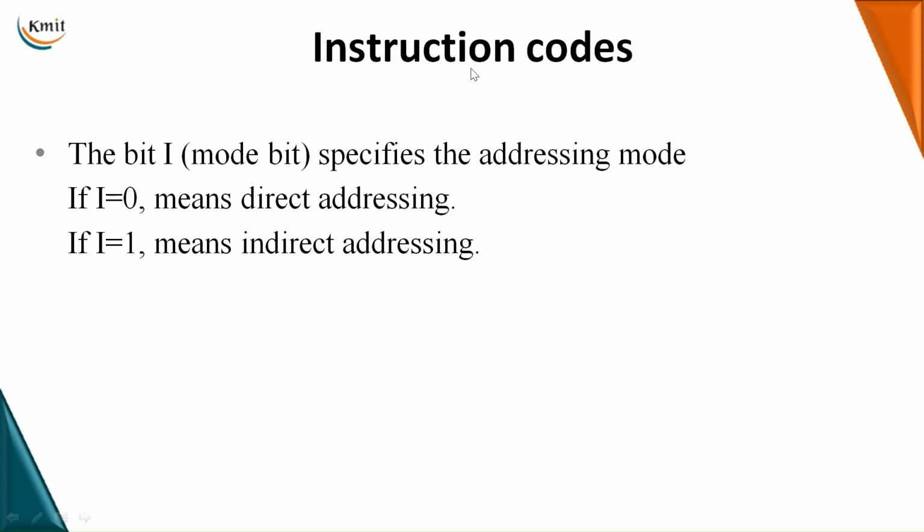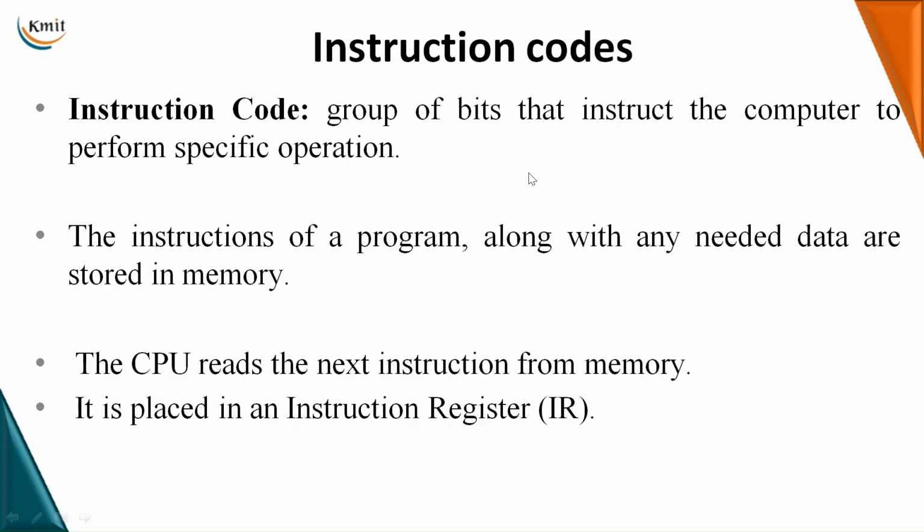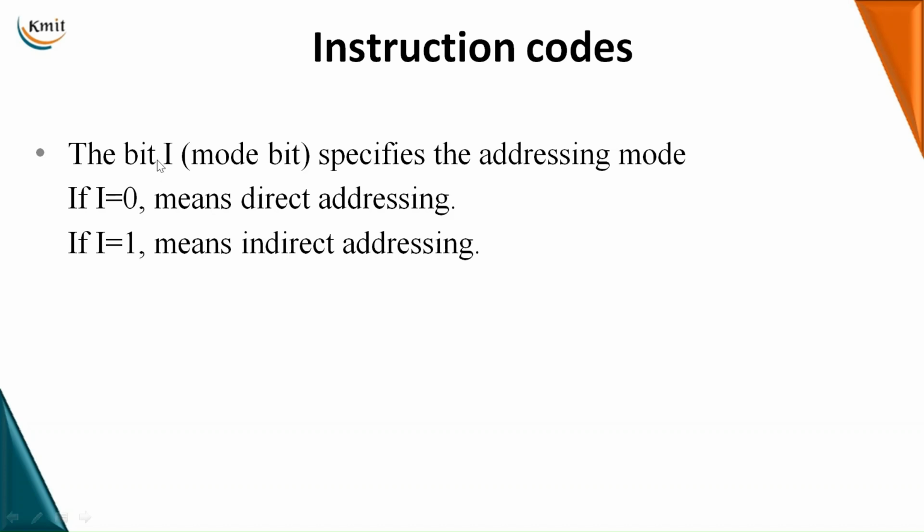Apart from the opcode and an operand, there is also one more bit called the mode bit, which is present in the instruction format. We call it bit I or the mode bit, and it specifies the addressing mode. The I bit can be either 0 or 1. If it is 0, it means direct addressing. If it is 1, it means indirect addressing. So what do we mean by direct addressing and indirect addressing? Let us see.